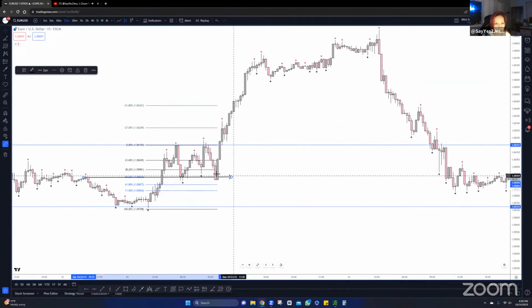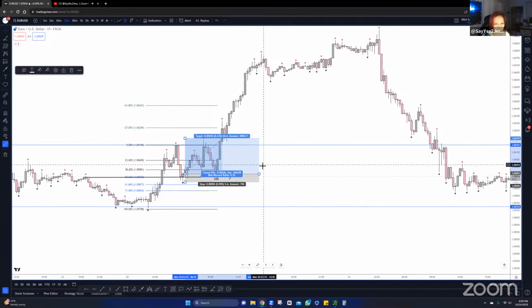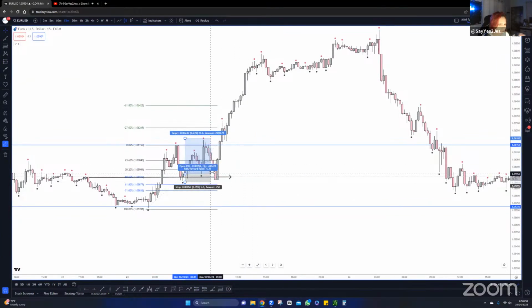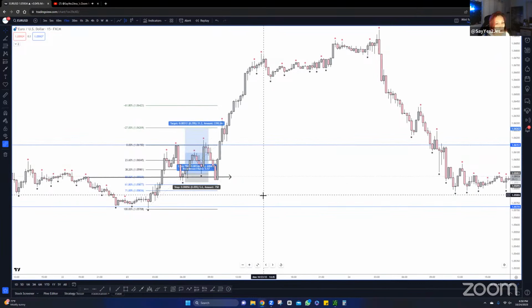Now we have a spinning top candle right here to confirm that buy. So we get into this buy on the next candle, our stop loss slightly below our previous candle or market structure, whatever you want to do. And essentially our goal is minus 27. Okay, that's essentially our goal.